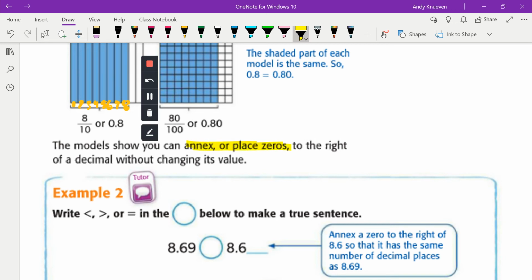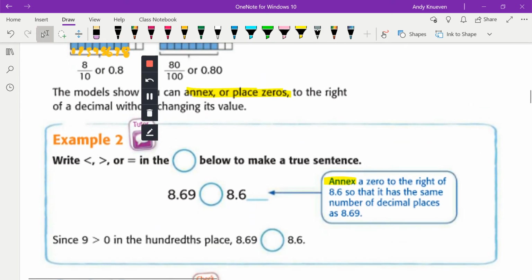Annex means to put a 0 to the right of whatever number you have, right? And that will help us keep our numbers lined up and also easier to compare. So annex means to place zeros. So now we can write our less than, greater than, or equal to in the circle here.